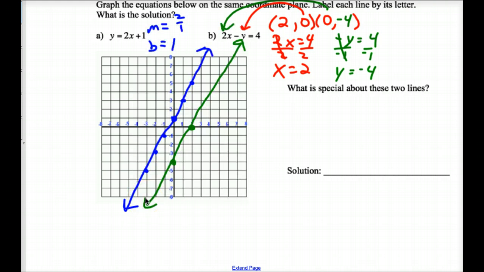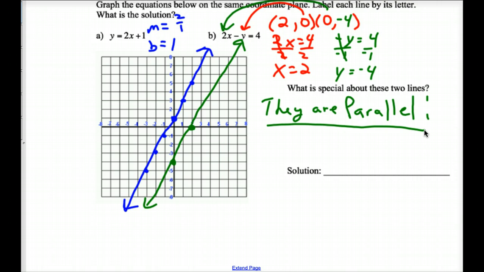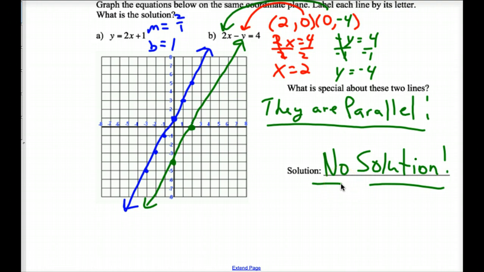Ooh. How many people got lines that appear to be parallel? When will they intersect? So what do we know is special about them? They are parallel. And who remembers how we write the answer? Colin? Yeah, there's no solution. Guys, they're never going to intersect. So let's write the words no solution. There is no solution to this problem. That happens every once in a while. So if they are parallel, you write no solution.